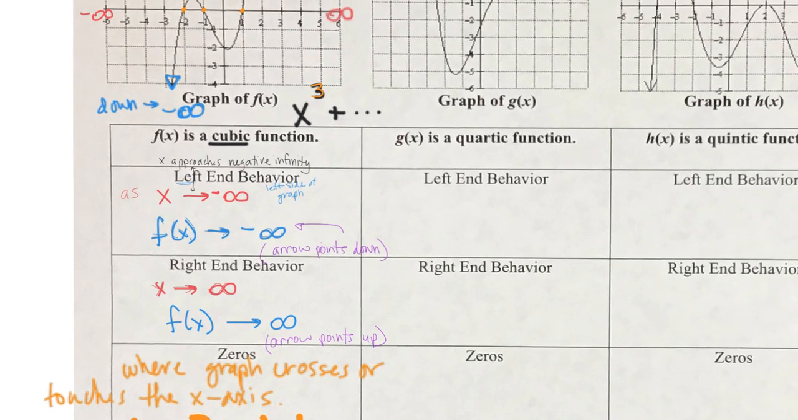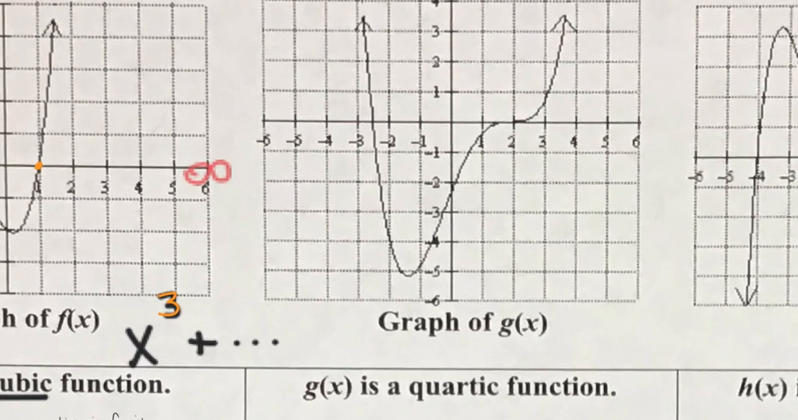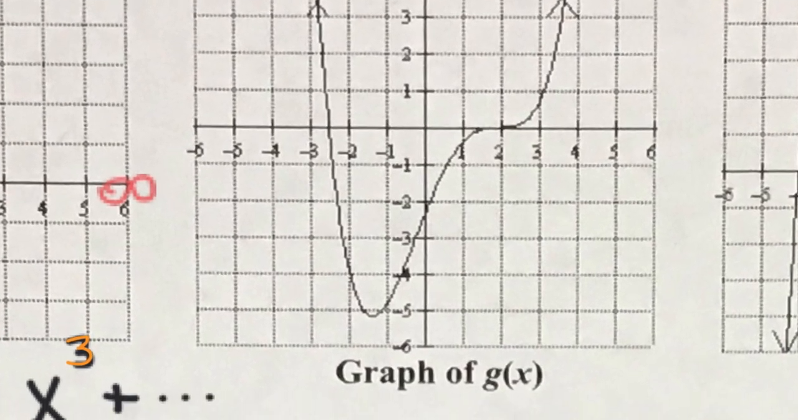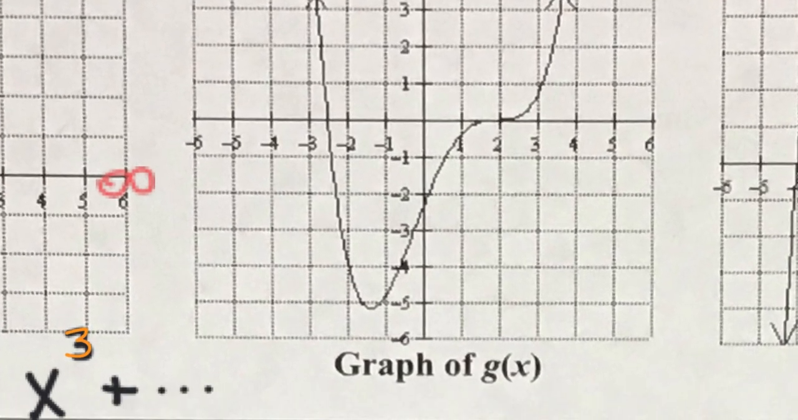Let's answer those questions here for our middle graph. This is called a quartic function. A quartic has as its power a 4, so this is some type of an x to the 4th power. Think about quarters, which has the same root word. Quarter is something divided into fourths. A quart is 1/4 of a gallon. So this word quartic is a 4th degree power.